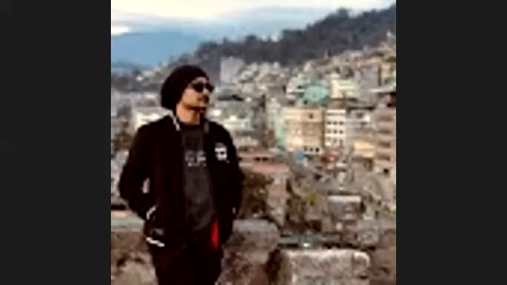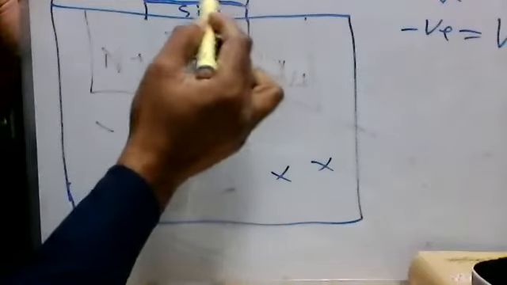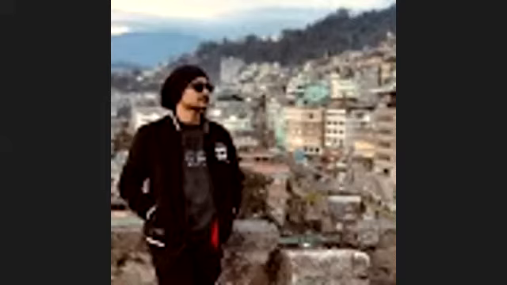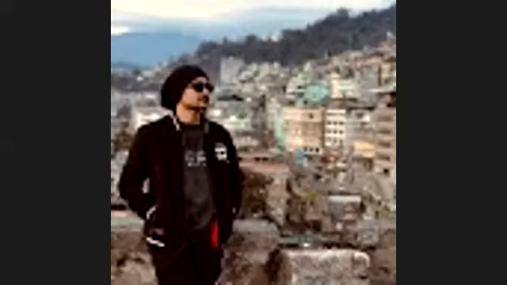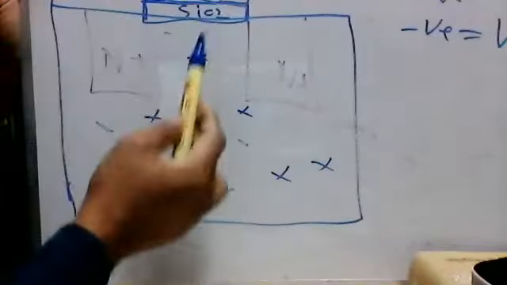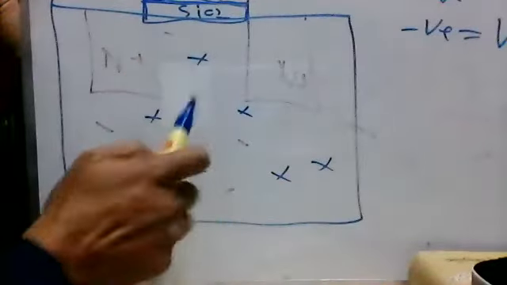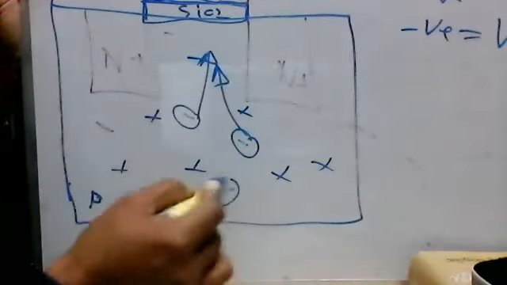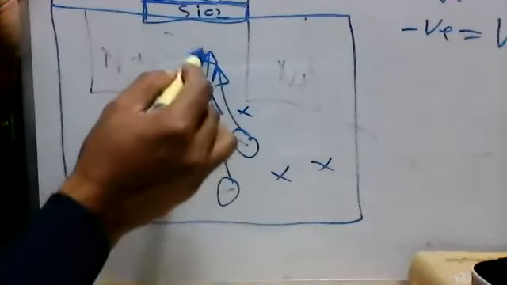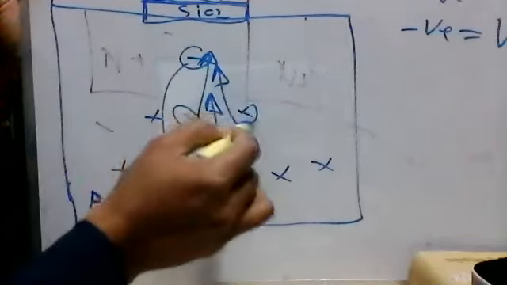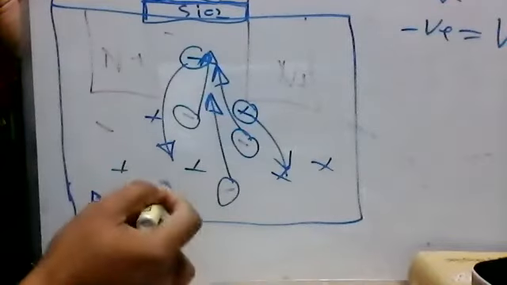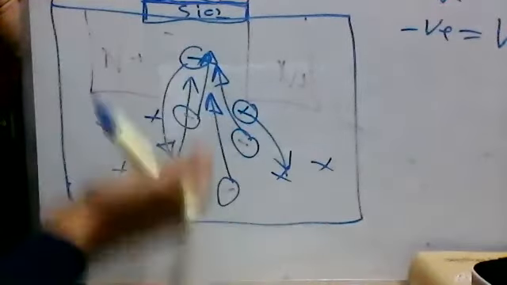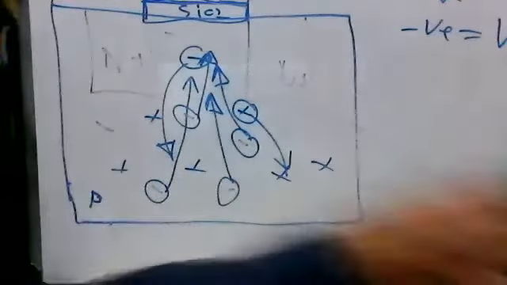This whole polysilicon will be positive. Because the silicon dioxide, as I mentioned, is an insulator, the electrons cannot cross. But because of the positive voltage, these electrons will move up, and the positive ions will move down because of the repulsive force. The positive will move down and the negative will move up, and then finally, what will happen here?